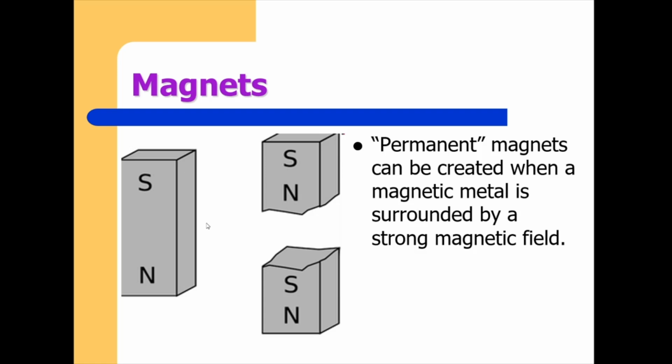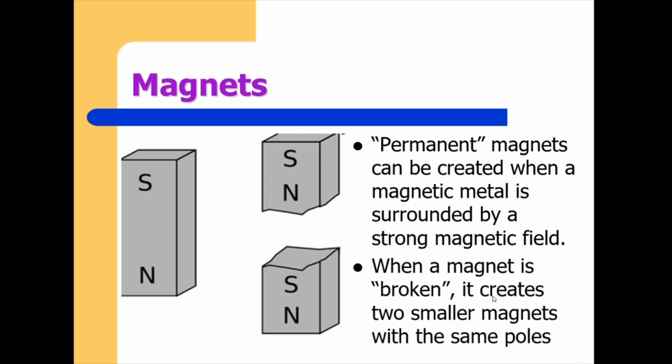All right, and one thing to note here is that if we break this magnet in half, if we were to shear it in half like this, we are not going to divide it into a simple north pole and south pole by itself. We're going to divide it into north and south for both of those. So when a magnet is broken, it creates two smaller magnets with the same poles.